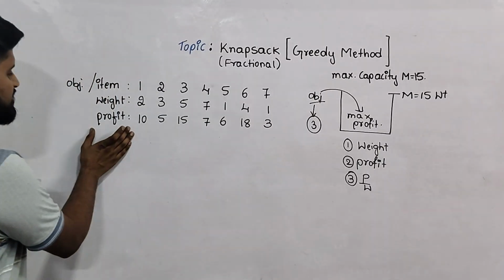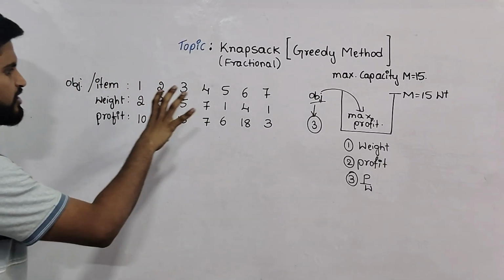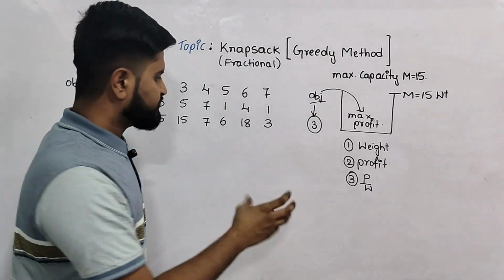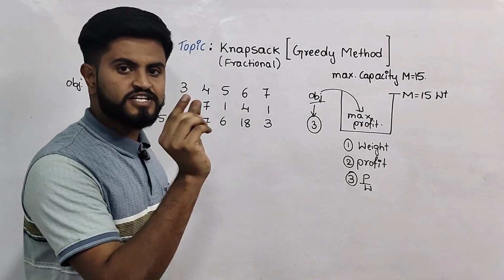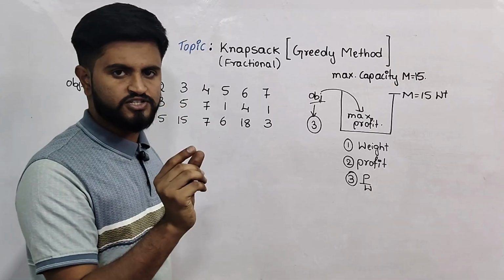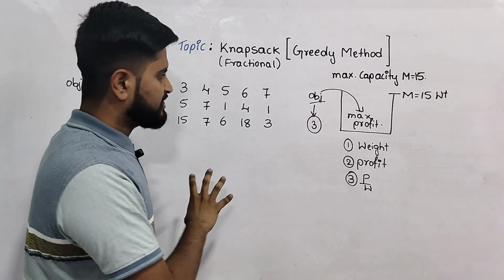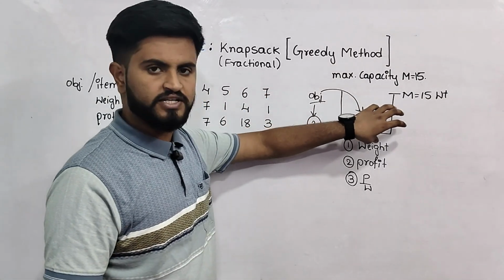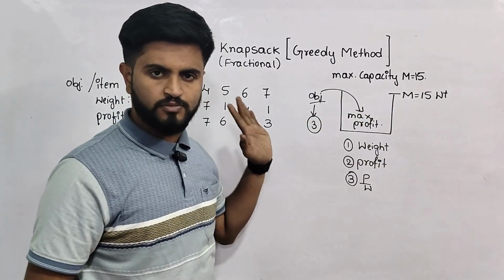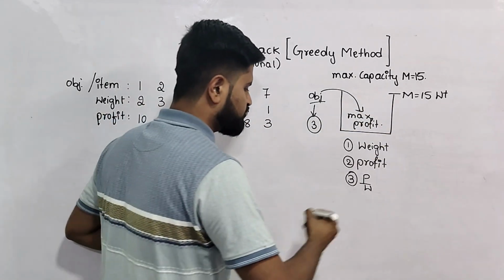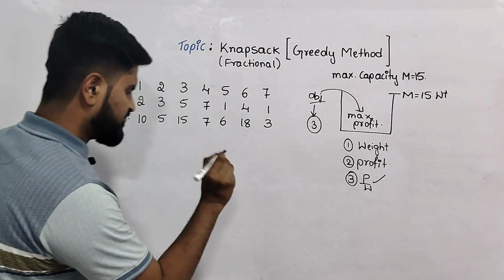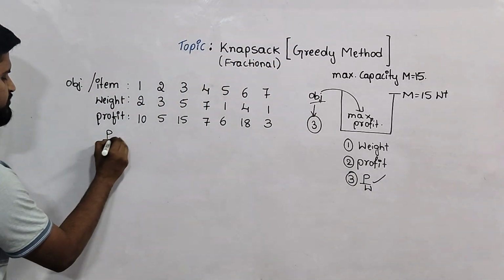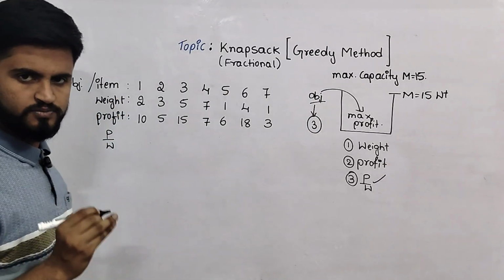Here profit values are given, and weight values of each and every object have been given. First let's find the profit by weight ratio, then we will choose the object with the least profit by weight ratio, and that object will be taken first and inserted into this container so that we get the maximum profit value. So this is the more efficient technique, so we will be using this technique itself. First let's find the profit by weight ratio of each and every object.